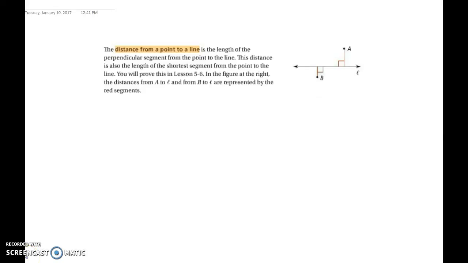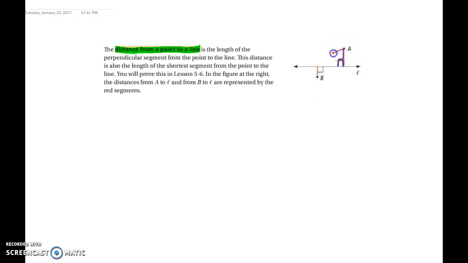All right, so before we get into the next theorem, there's a few things that we want to talk about, and that is the distance from a point to a line. When we talk about the distance, we mean the shortest distance possible. The shortest distance from this point A to that line L is when it is perpendicular to that line L. That means it's the shortest distance.